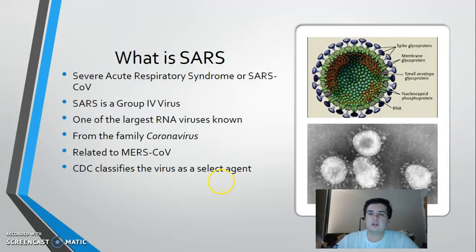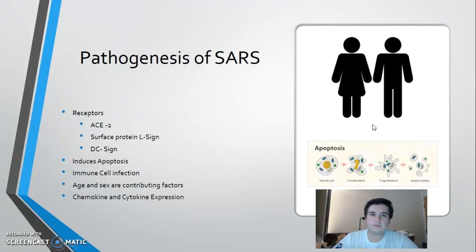And here is just a picture of the SARS virus. You can see how it's an enveloped virus. So you have here the glycoproteins, and then here's the RNA, and then here are the spike proteins. And this is just an electron microscopy picture of a healthy cell being infected by the SARS virus.